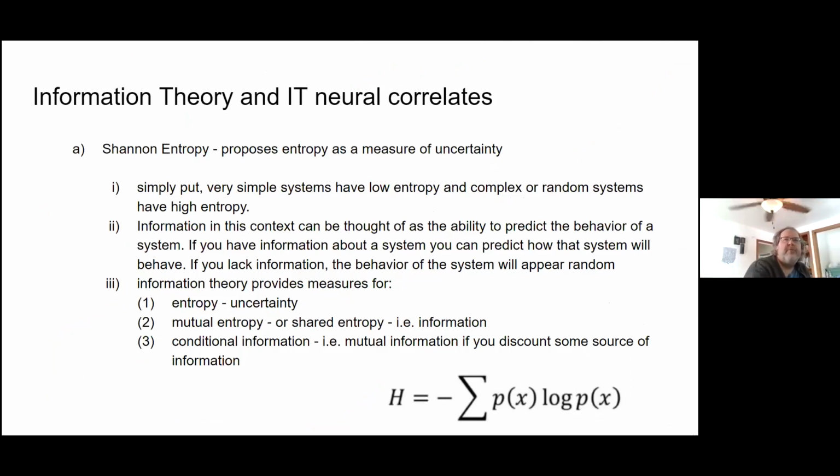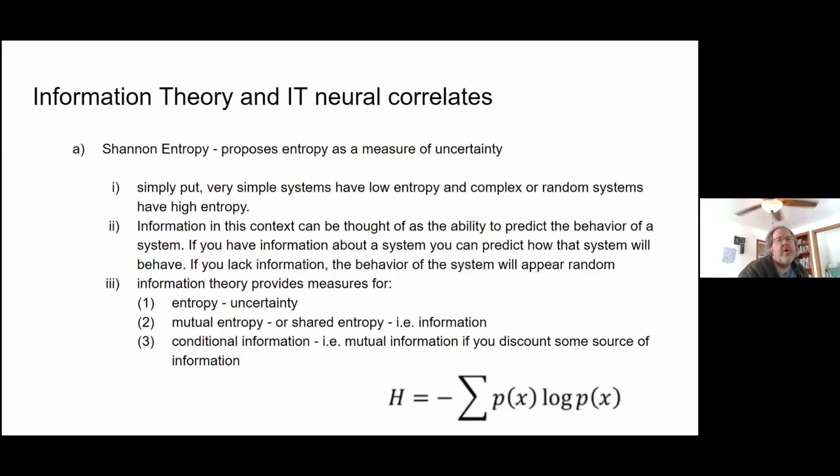Shannon entropy proposes that entropy is a measure of uncertainty. Simply put, a very simple system has low entropy and a complex or random system has high entropy. Information in this context can be thought of as the ability to predict the behavior of a system. If you have information about a system, you can predict how the system will behave. If you lack information, then the behavior of the system is going to appear random. Information theory provides measures for entropy, that's the uncertainty of the system, and mutual entropy or shared entropy, which is the same thing as information.